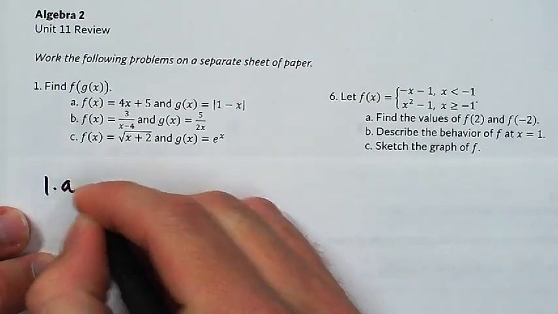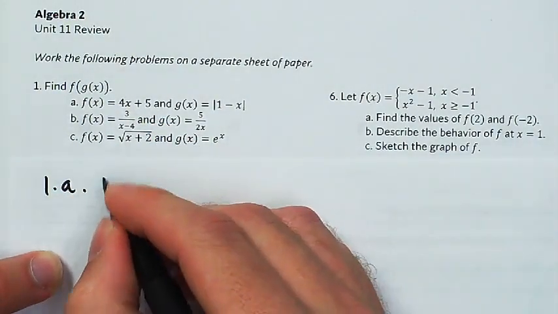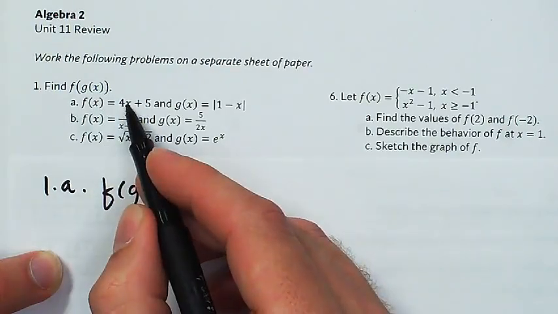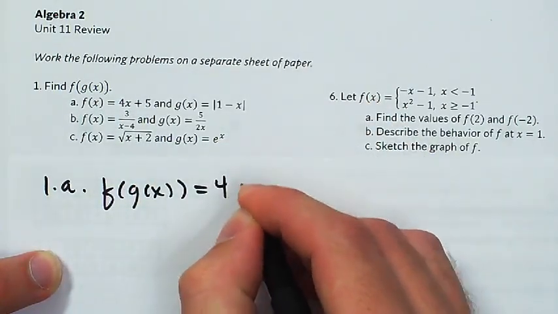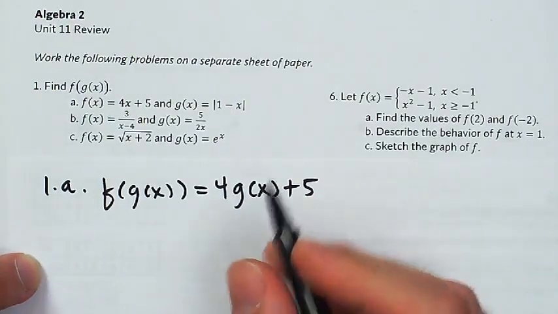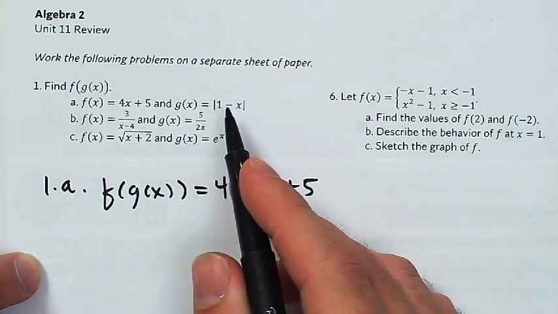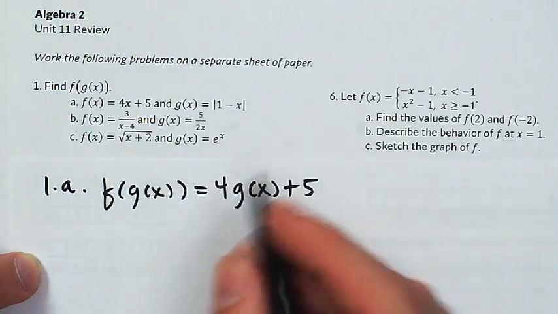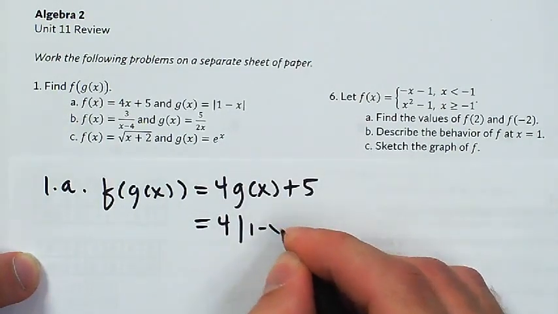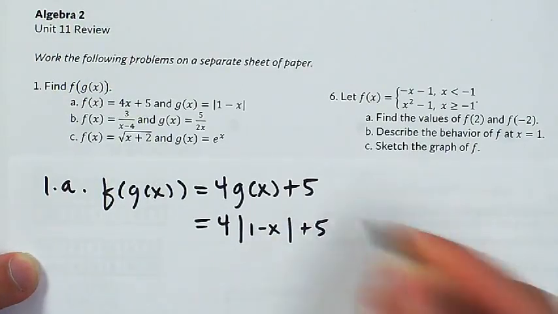So 1a, f of g of x. Wherever I see x in the formula for f, I'm going to replace it with g of x. So that's 4 g of x plus 5. And then g of x is equal to 1 minus x's absolute value. So I'm going to say 4 times the absolute value of 1 minus x, plus 5. That's f of g of x.